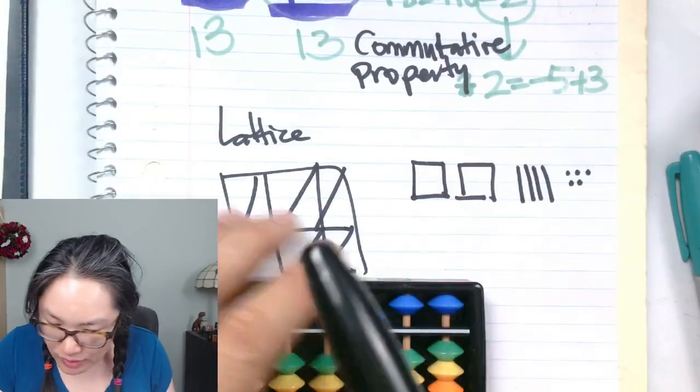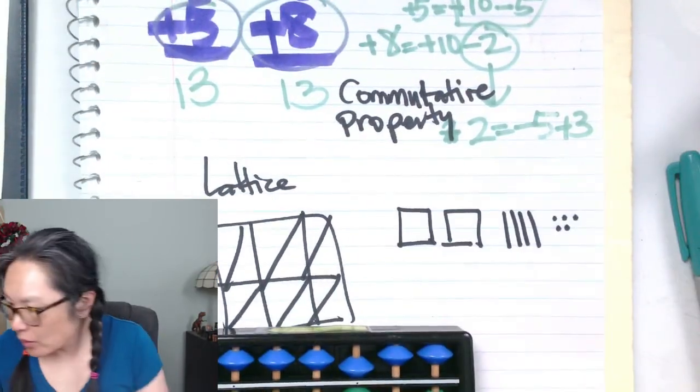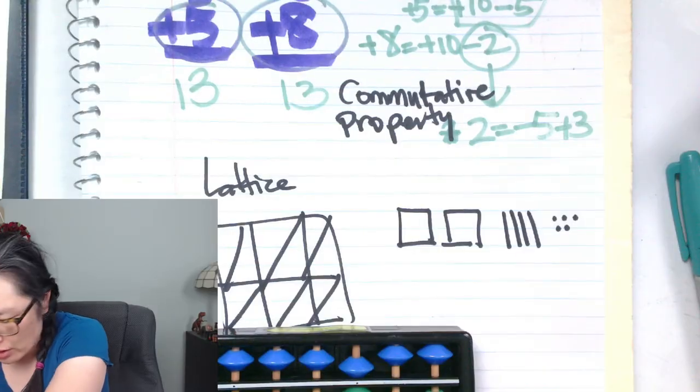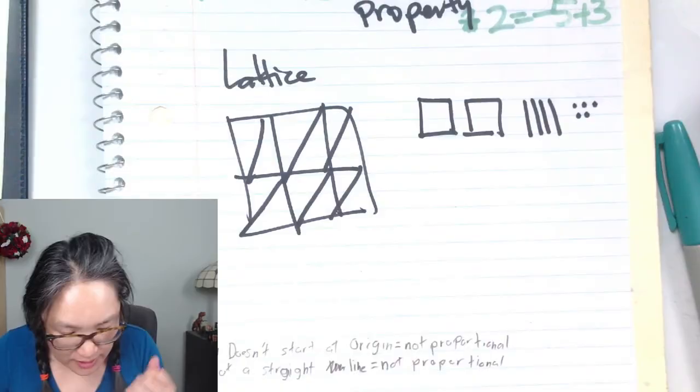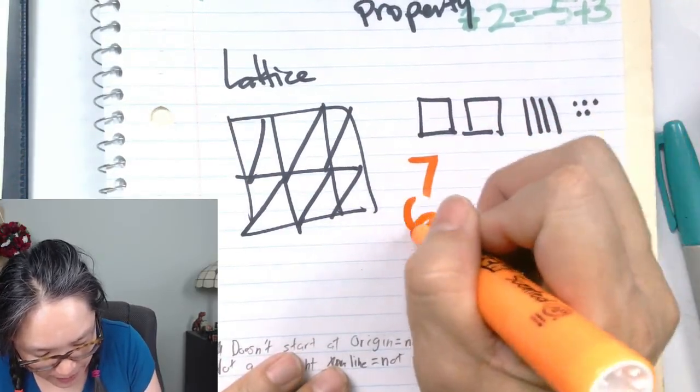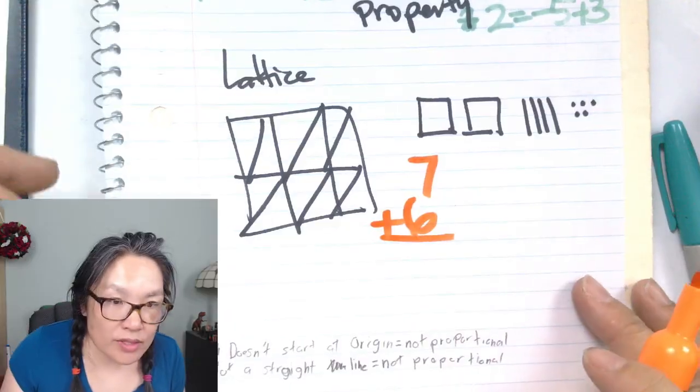Anyways, so that's what we call a two-step equation. Well, we're going to continue on. Let's continue on. And we could do another two-step equation. So here's another one. We could do 7 plus 6.